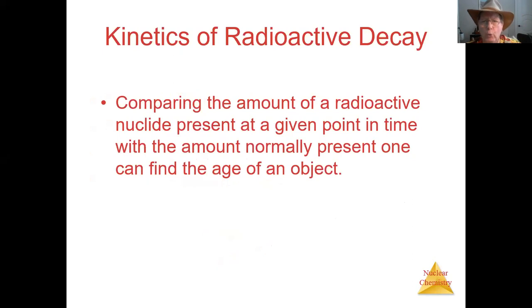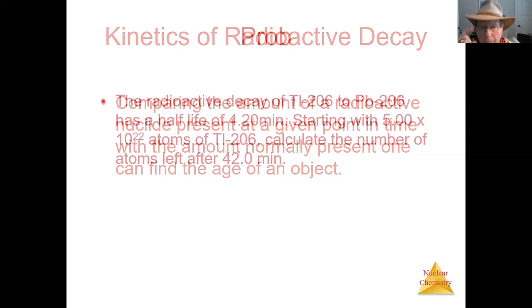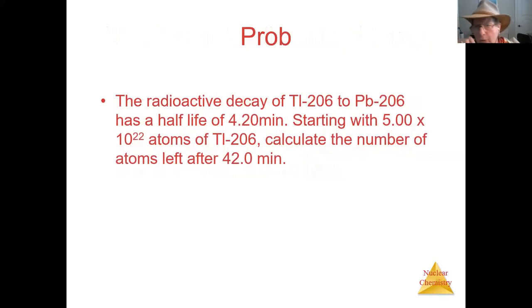So what we can do is determine the amount of a radioactive nuclide at some time. And ultimately, we're going to be able to determine the age of that object. The radioactive decay of thallium-206 to lead-206 has a half-life of 4.20 minutes. If I start with that many atoms, calculate the number left after 42 minutes.